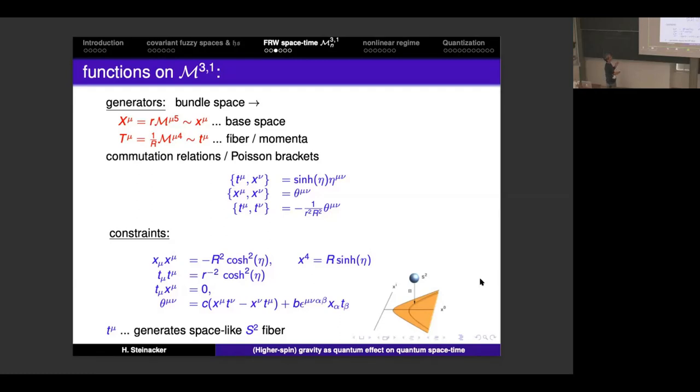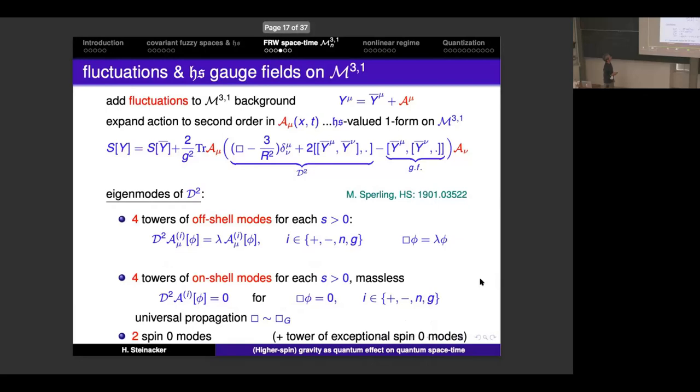I don't expect you to follow all these details now. You can work out some brackets explicitly on the bundle. And there are some constraints. So this is important. This constraint we have already seen that comes from the hyperboloid type of thing. This is the radius of the two-dimensional internal sphere. So the T describes the sphere. And it turns out that this sphere is embedded in a space-like way. That's very important to get the ghost-free theory. But anyway, all of these things you can work out. It will take more time to look at this in detail. It's nice basic geometry which you can do here.